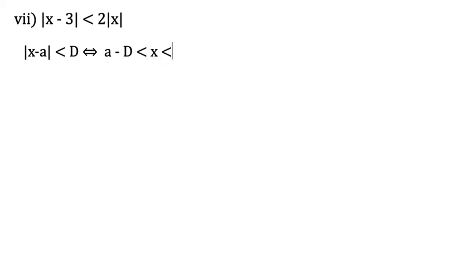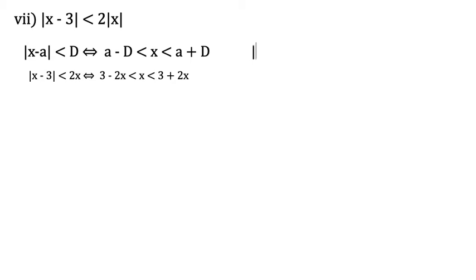Number 7. The absolute value of x minus 3 is less than 2 times the absolute value of x. Turning to our properties, we know that the absolute value of x minus a is less than d if and only if a minus d is less than x, which is less than a plus d. So we can use this to say that the absolute value of x minus 3 is less than 2x if and only if 3 minus 2x is less than x, which is less than 3 plus 2x.